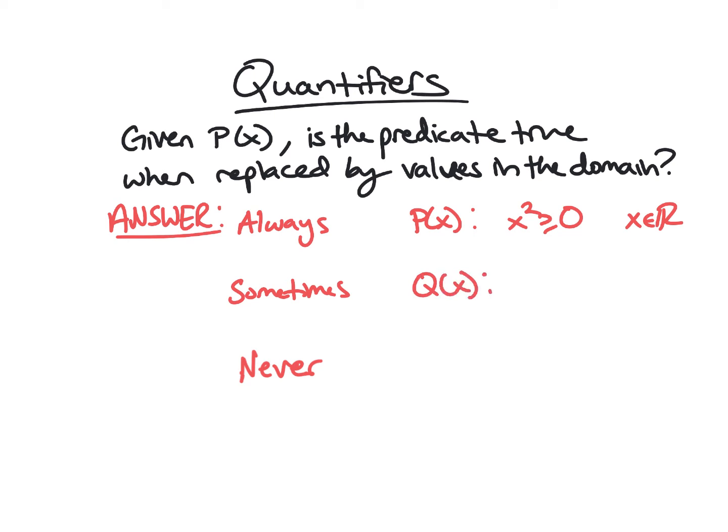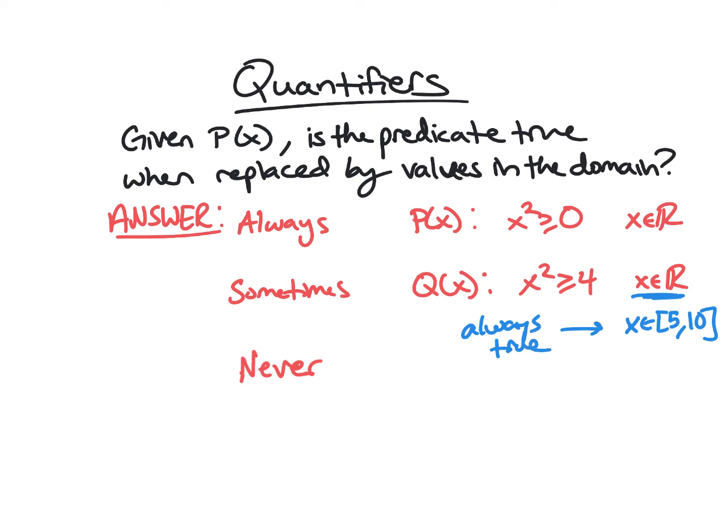So q of x here, I'm going to have x squared greater than or equal to 4 for all real numbers. Now this is just sometimes true, right? Because this is definitely not true, for instance, for 1. But this is where domain really matters, right? So if x is a real number, this is sometimes true. But what if I change it to x is in the interval from 5 to 10? Well, then suddenly it changes to always true, right?